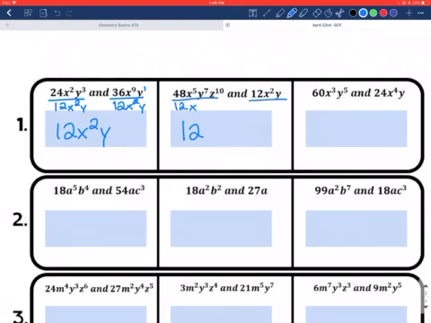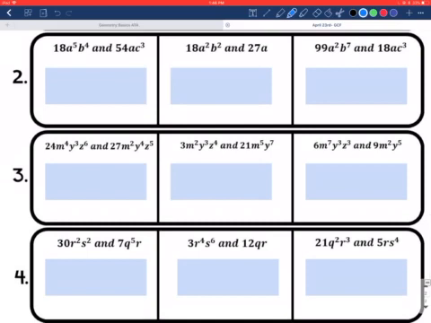And here we have 12, and we do have an x in both of them, and x squared is the least. And then we do have a y, and y to the first is the least. Now you see we have a z here. That z is just going to stay there because we don't have a z in this term, so we can't take it away. It's not a greatest common factor because it is not common or present in both terms. So x squared y is your answer there too.